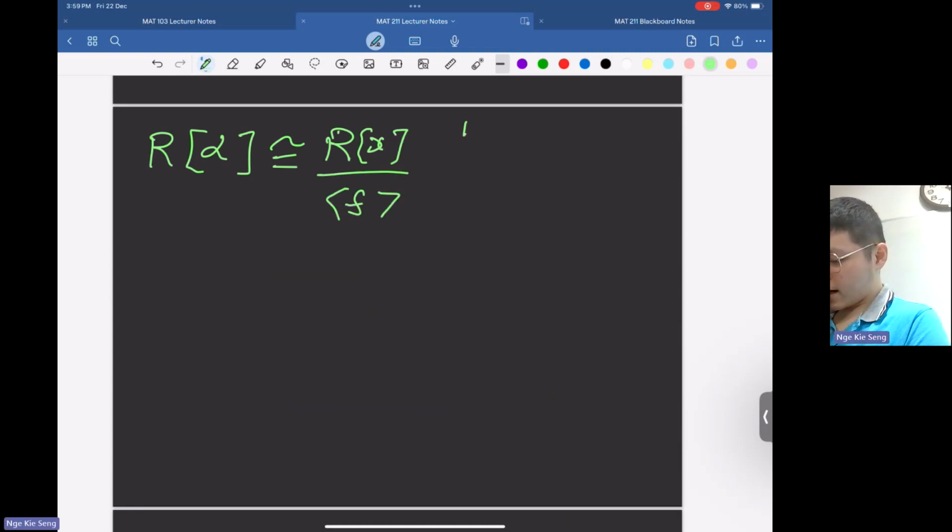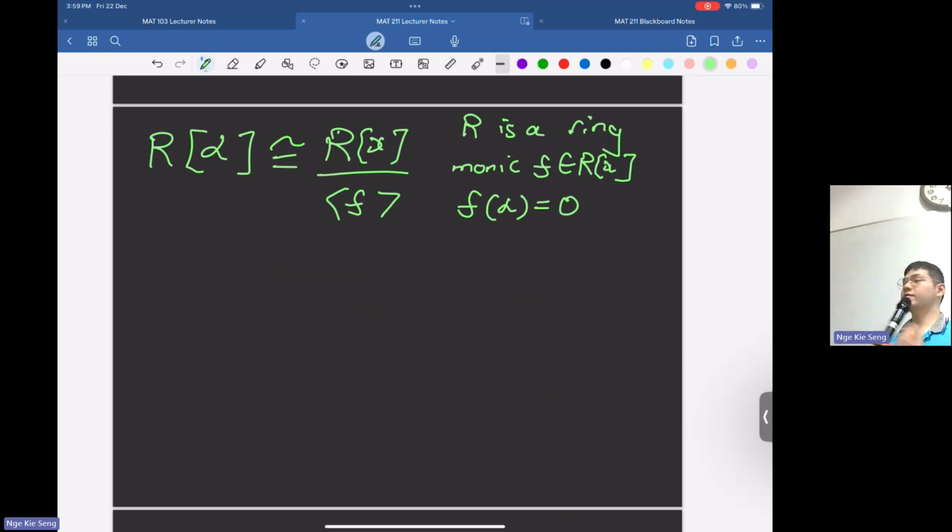We have R a ring, and f is monic, so monic f in R[x], the polynomial ring, and alpha is the thing that evaluates f to 0. Can you understand all this notation? You should ask. I write isomorphism, right? What's the isomorphism that gives me this?